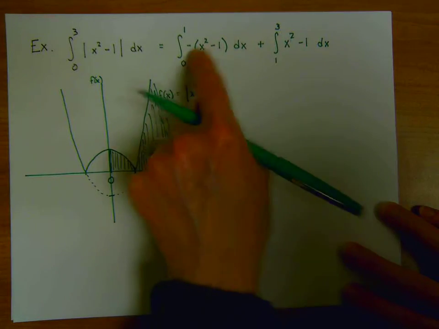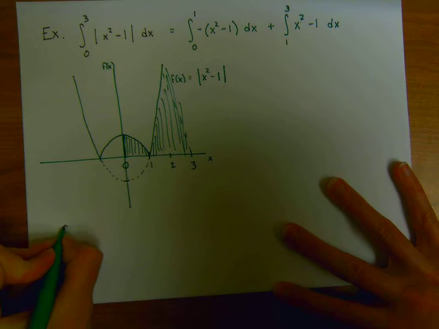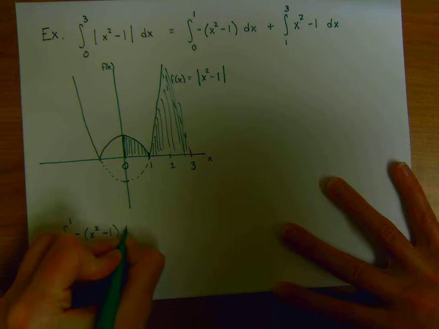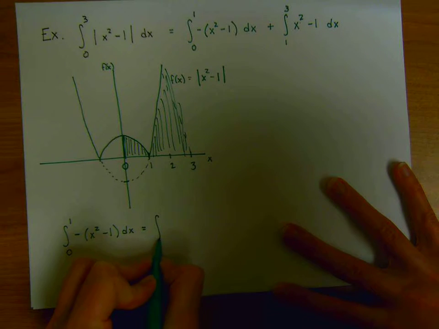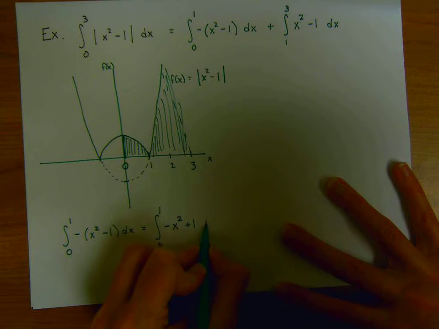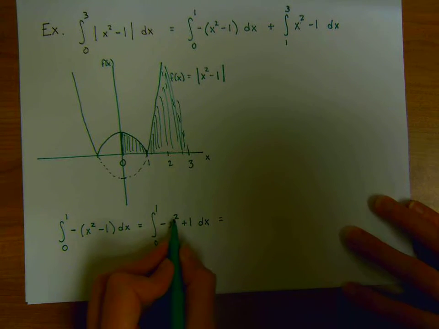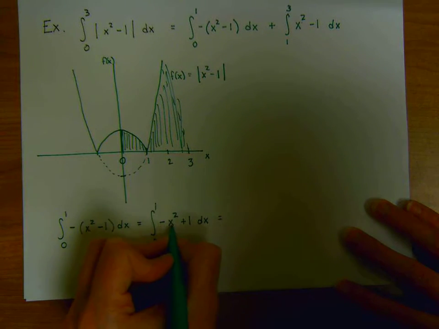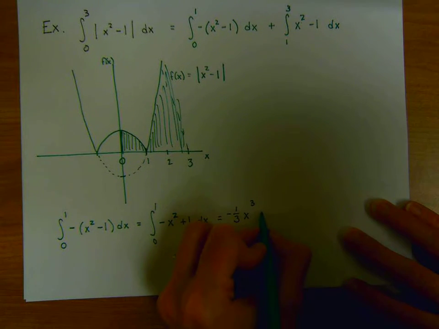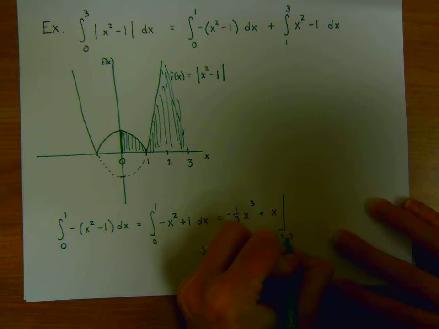So now that I have this written as two separate integrals, let's actually compute each of these integrals. And I'll write that down over here. So the first integral is the integral from 0 to 1 of the negative of x squared minus 1 dx. I'm going to do a little bit of algebra and distribute this negative sign, so that becomes negative x squared plus 1 dx. And the antiderivative of this, using antiderivatives, I see that it's going to be negative 1/3 x cubed plus x evaluated from x equals 0 to 1.